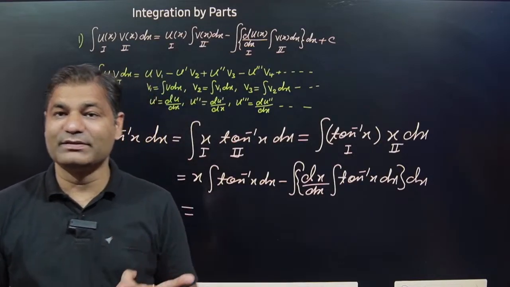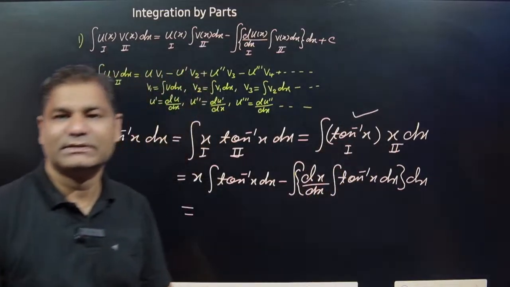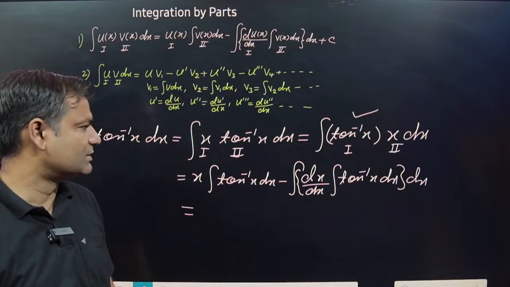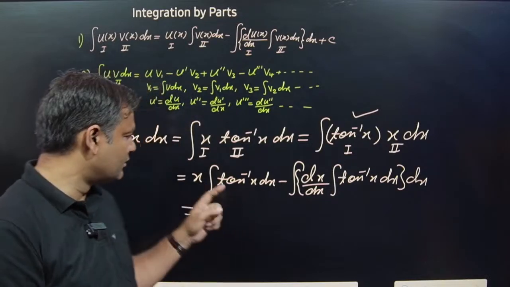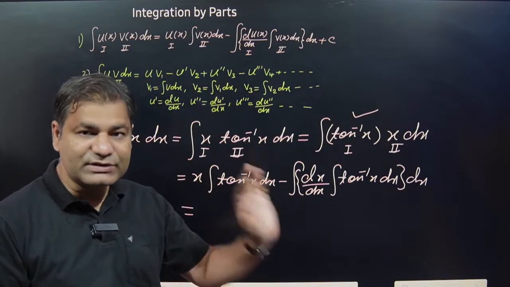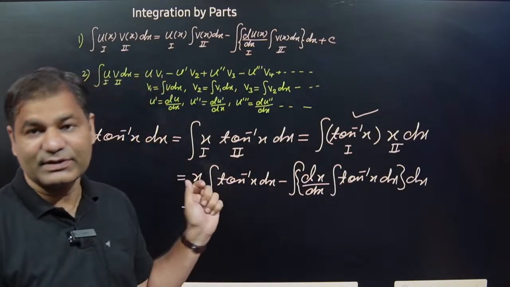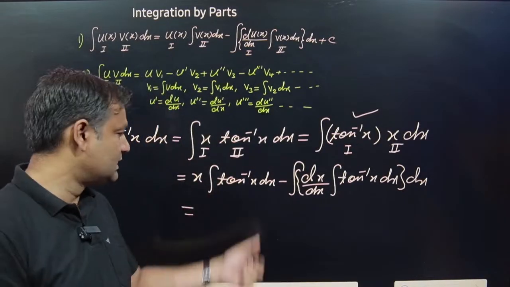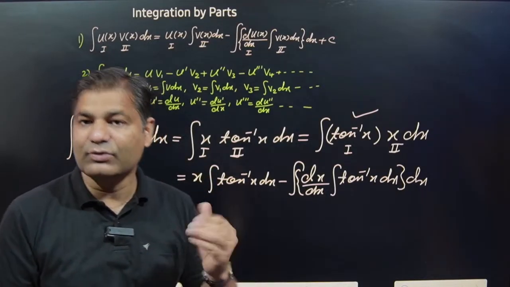So which method is the best method? This method. Clear or not? If you don't know the integration of a function, then take that function as the first function, because I know the differentiation of it, but the integration of it I don't know.